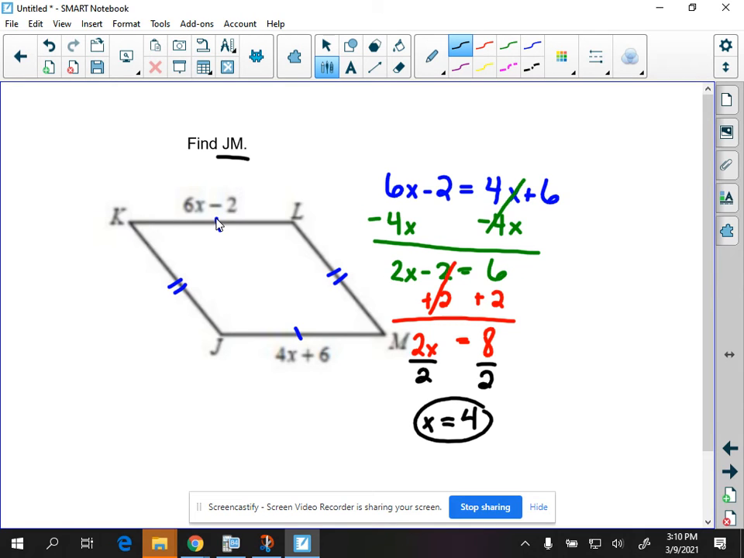So in order to do that, I'm going to look at my picture, and I see that JM is referring to this side right here that goes from J to M. So if I know that x is 4, I can plug that in place of the x in this expression. So I have 4 times 4 plus 6. 4 times 4 gives me 16 plus 6. 16 plus 6 would be 22. So that means my actual answer, the length of JM, would be 22.